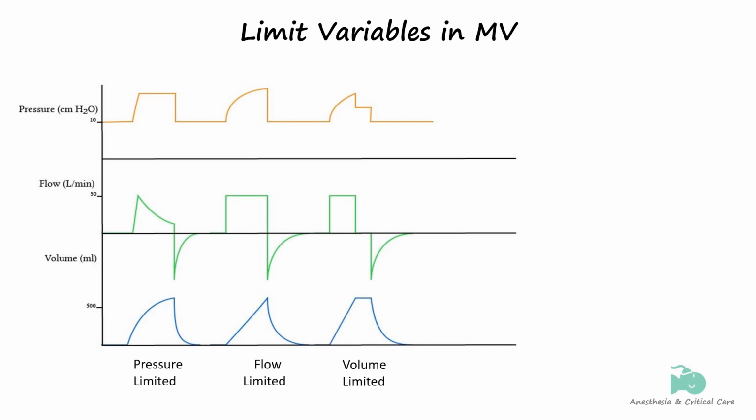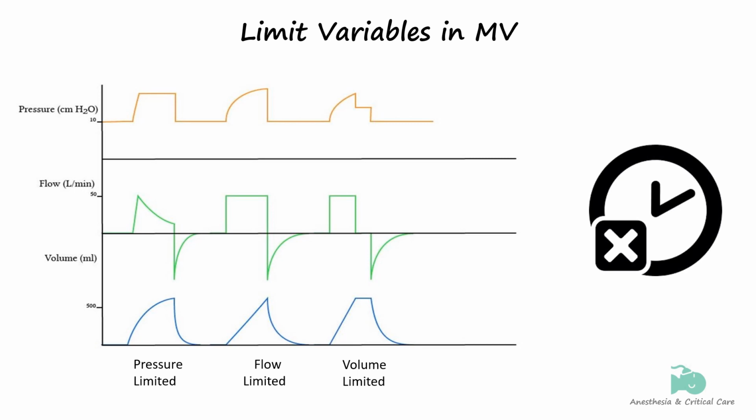Time, of course, cannot be a limit variable, because with a time-limited breath, the breath would have to end, and that would be cycling. The limit variable of a mode of ventilation can occasionally be discerned from the squaring or plateauing of the ventilator waveform for that variable. This plateau occurs when the limit is attained. In pressure-limited ventilation, the pressure waveform gets squared, and similar squaring happens in flow and volume-limited ventilation.